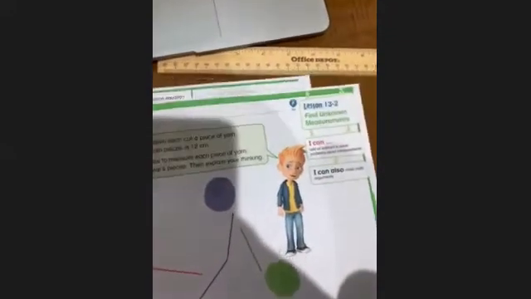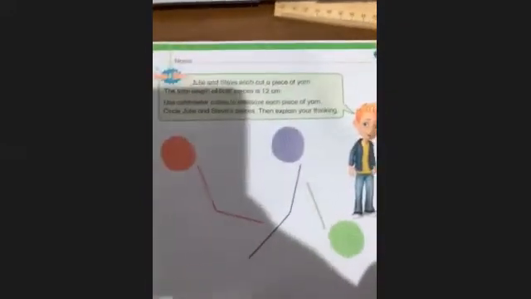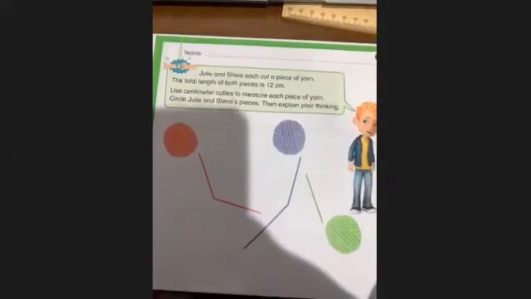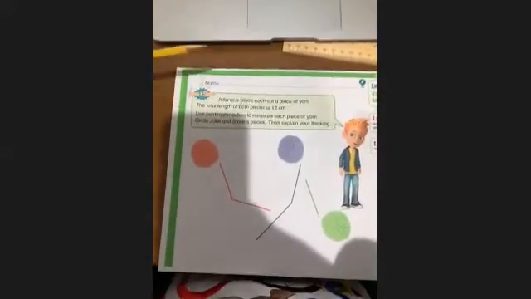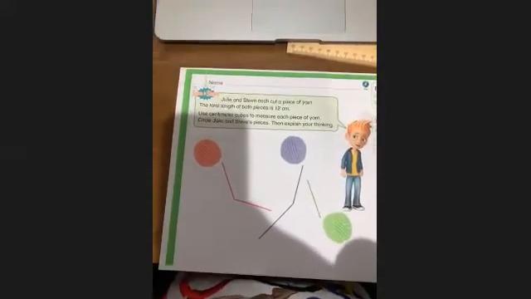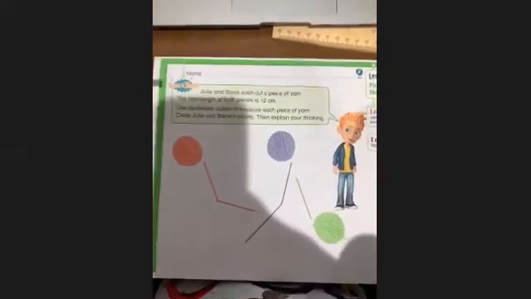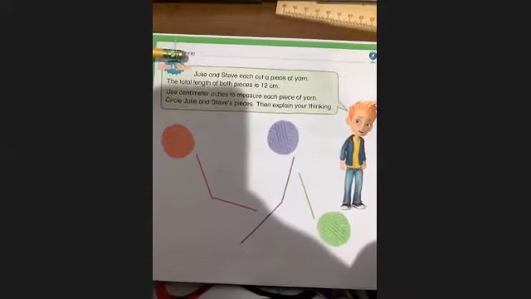So every lesson in 13.2 is going to be about measuring and finding unknown lengths. You're going to be getting word problems today, and you're going to have to solve by addition or subtraction to solve for an unknown. So here's our first problem.